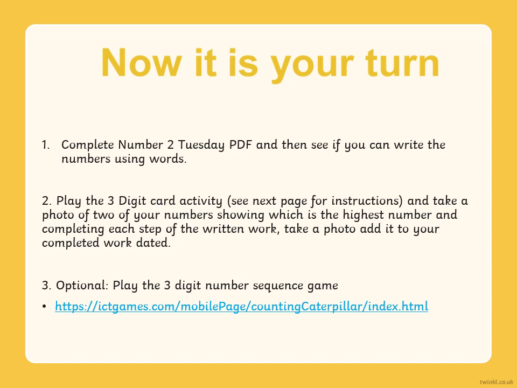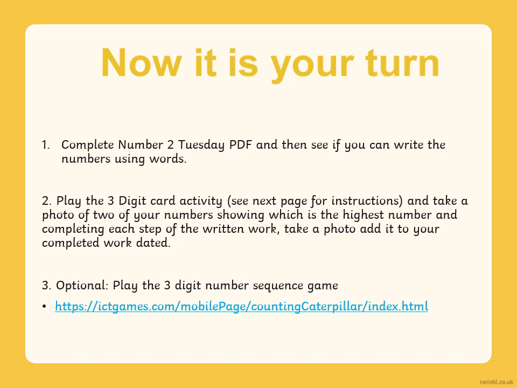All right, now it's your turn. The first thing you're going to do is complete the number 2 Tuesday PDF and then see if you can write the numbers using words. We had the words in our slides on Monday, so you can use those words if you need a bit of help with writing them. Then you're going to play a game. This game is a 3-digit card game or triple-digit card game. When you play the game, make sure you take a photo of 2 of your numbers showing which one is the highest number, and complete each step of the written work and take a photo and add it to our completed work.